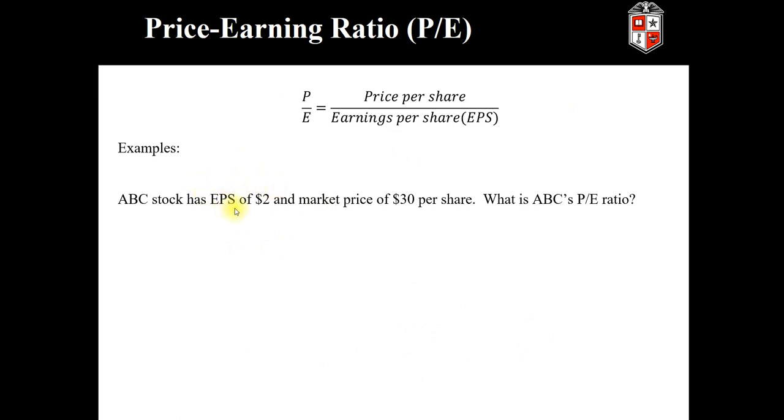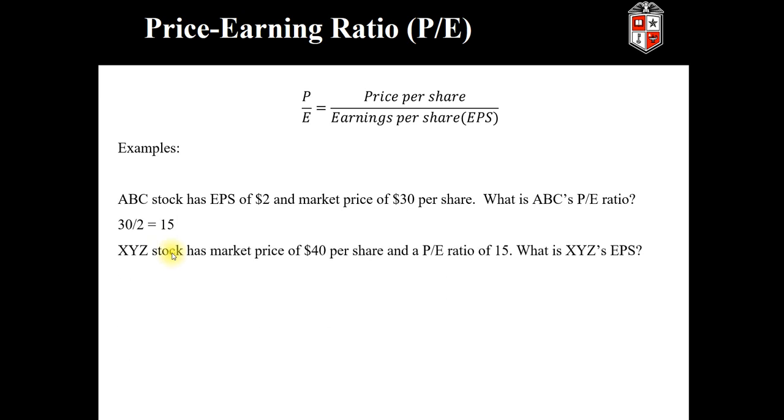Let's say ABC stock has earnings per share of $2 and a market price of $30. What is ABC's P/E ratio? We can calculate this by taking the market price per share and dividing it by the earnings. ABC stock has a P/E ratio of 15. XYZ stock has a market price of $40 and the P/E ratio is 15. Using some basic algebra, we can conclude that the earnings per share of XYZ stock is $2.67.